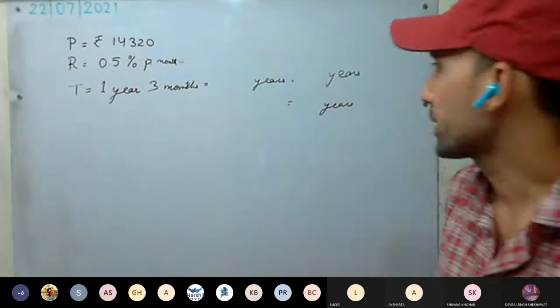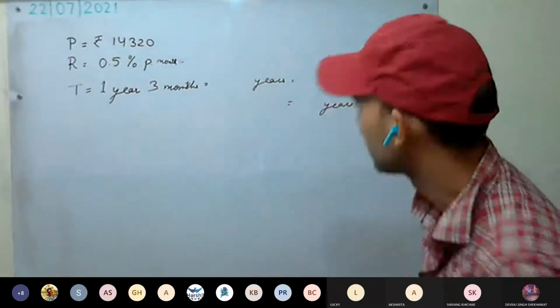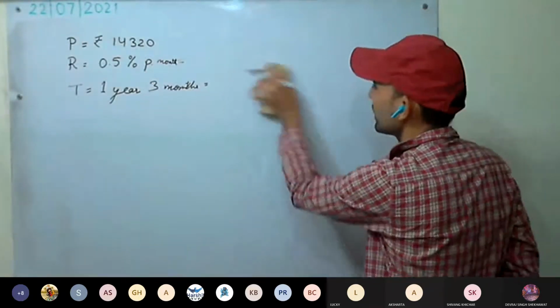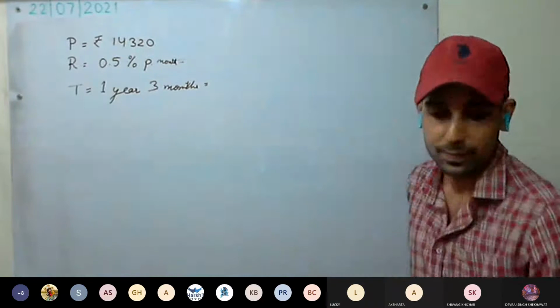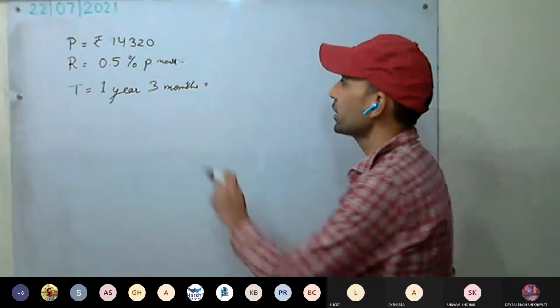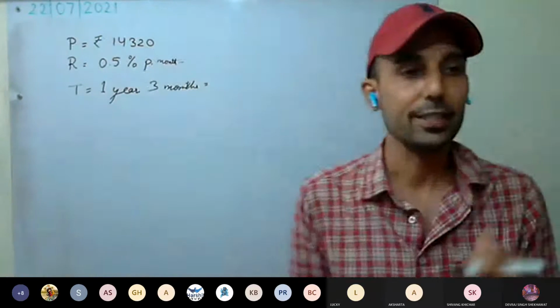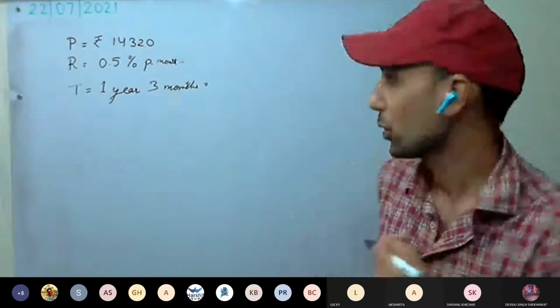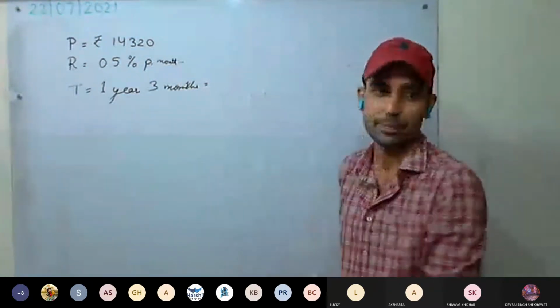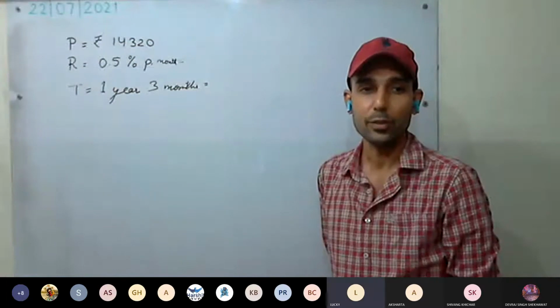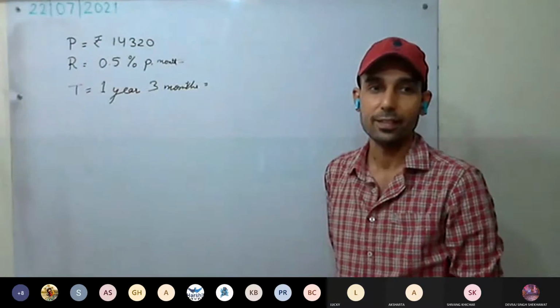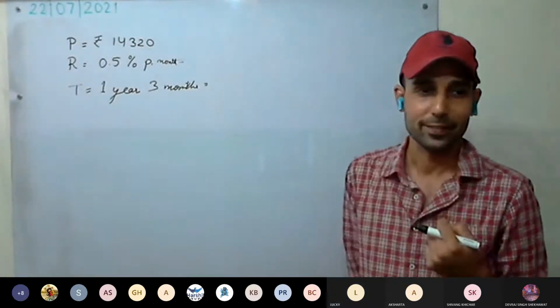So it means what you have to do: we have to change the time to months. Rate is per month, so every month interest is going to be calculated. So time should be in years or months.